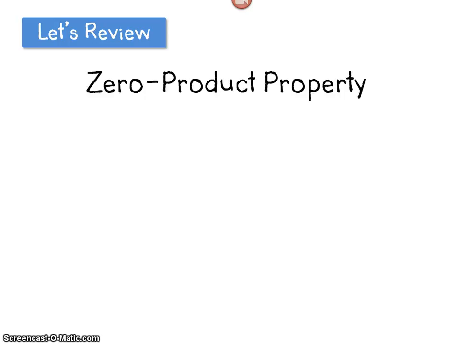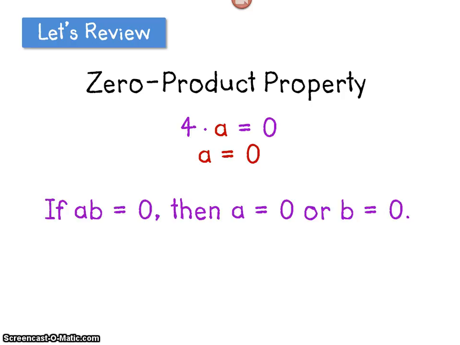Let's also review something that we haven't looked at in a really long time, and that's the zero product property. If I give you this equation, 4 times a equals 0, what can you tell me about a? Well, being that 4 times a number is giving us a product of 0, the only value a could be is 0. The zero product property says if the product of two factors is 0, then either the first factor is 0 or the second factor is 0. That's really crucial to solving quadratic equations.